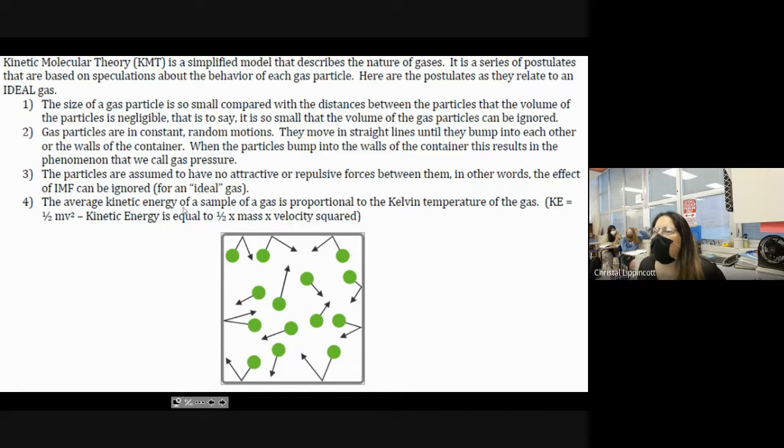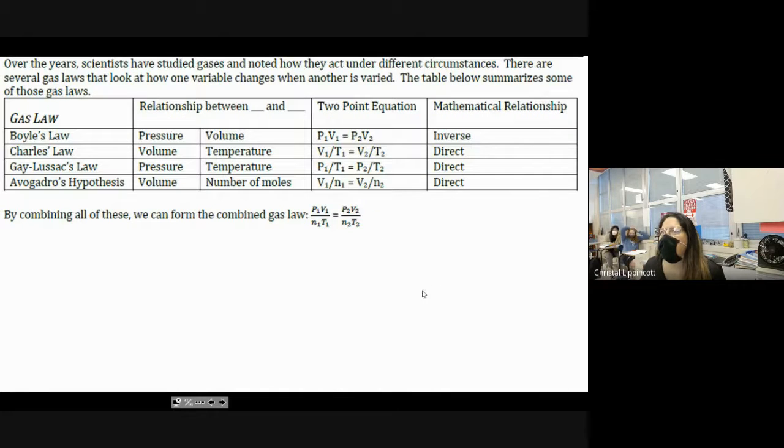The average kinetic energy of a sample of a gas is proportional to the Kelvin temperature. And then the kinetic energy equals 1/2 mv squared, mass and velocity squared. So kinetic energy is equal to 1/2 times the mass times the velocity squared. This is physicsy stuff. We're dipping our toe in the physics pond, y'all. All right. Here are some relationships that you need to kind of wrap your head around.